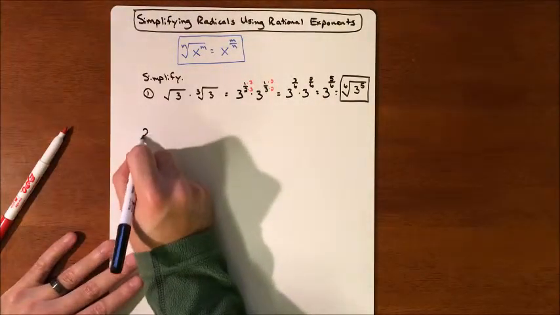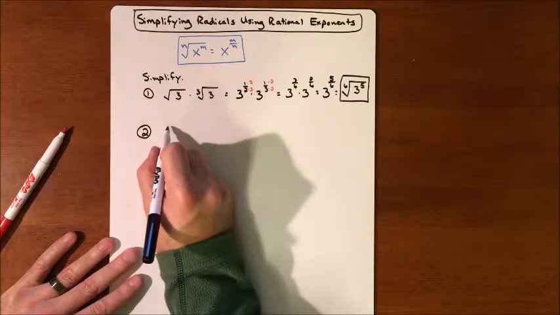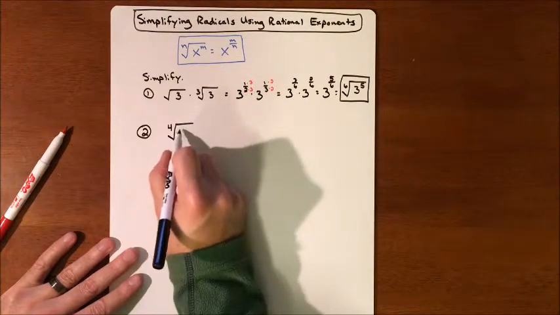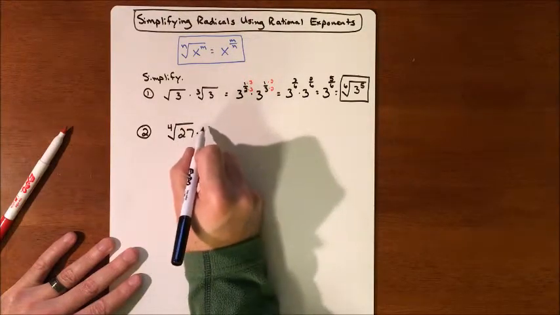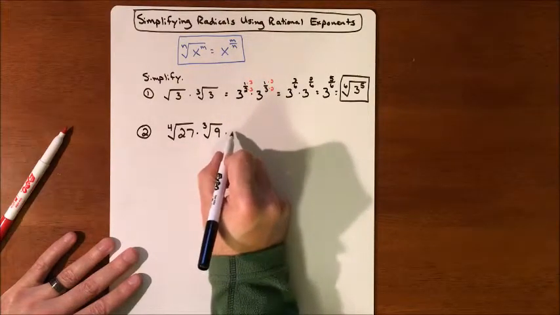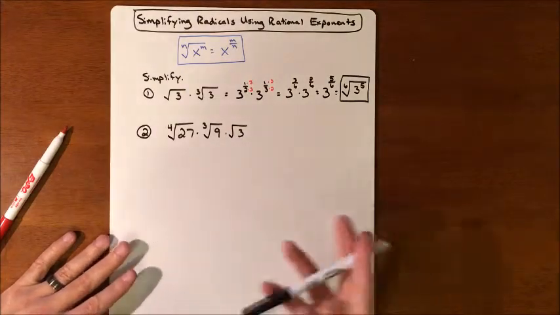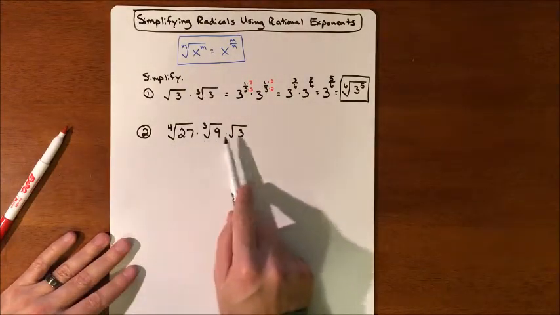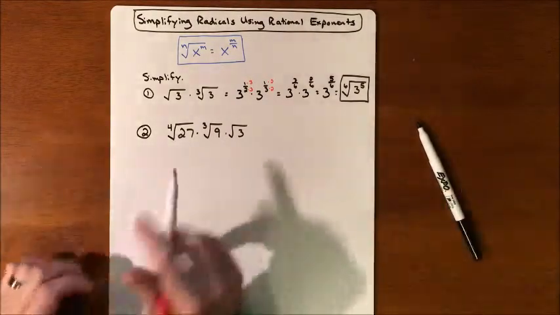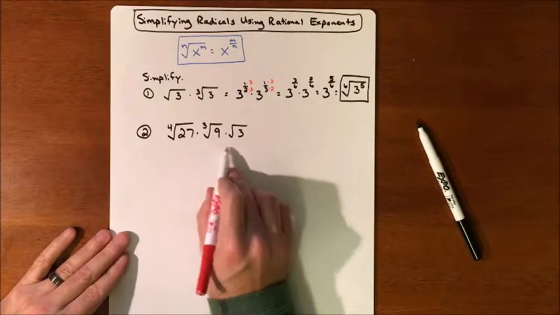So let's see another one. So if we have the 4th root of 27 times the cube root of 9 times the square root of 3. Now this one looks like, because we have a 4th root, a cube root, and a square root, that we can't put anything together. But because 27 is made up of a bunch of 3's, so is 9.